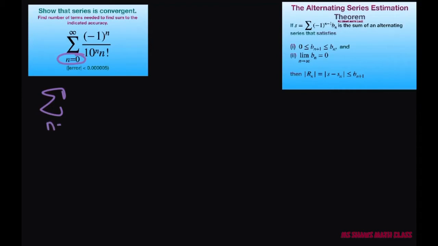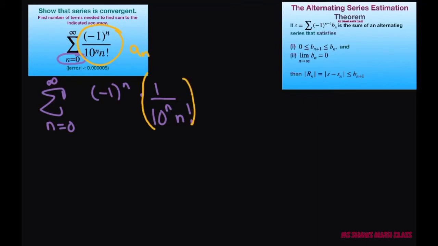So let's just keep that in mind. So we have n equals 0 to infinity, negative 1 to the nth power times 1 divided by 10 to the power of n times n factorial. So basically, this whole thing is your a sub n. This part right here, if we separate it out, is going to be your b sub n. So it has to satisfy these two conditions to be convergent. And that's what we're going to do first.